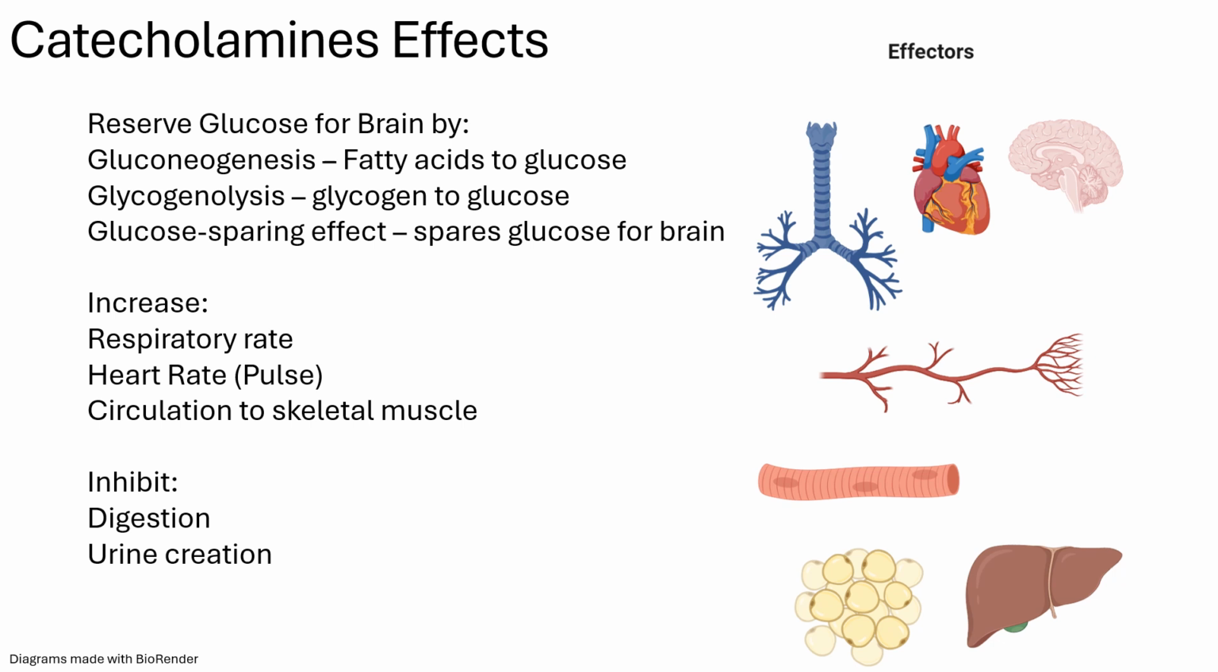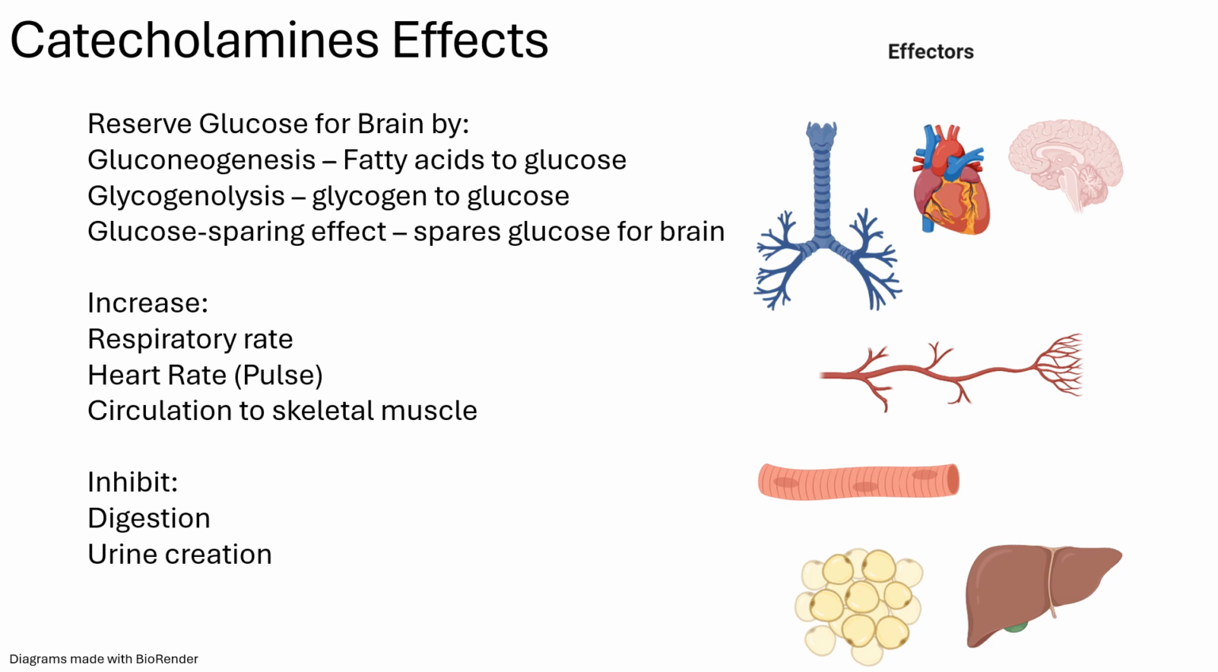Beyond reserving glucose, the body also ramps up its readiness for action. It increases respiratory rate, ensuring more oxygen is available. It increases the heart rate and circulation to get that oxygen to the skeletal muscles, providing nutrients and oxygen to the muscles so they can help you run away from the threat, not your muscles individually.